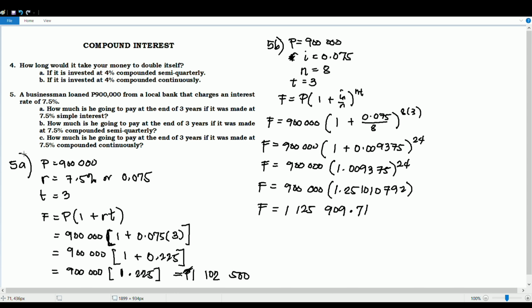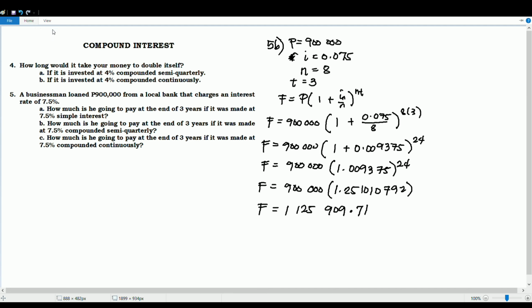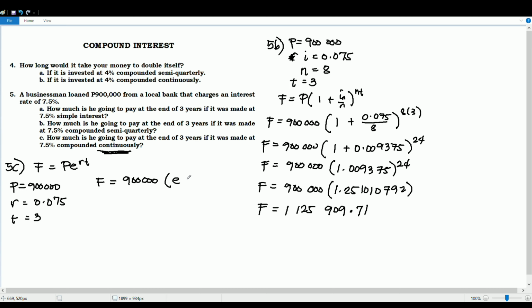Now for 5C, according to the problem, it is 7.5% compounded continuously. So we will be using the last formula, that is F equal to P e raised to rt, because this is compounded continuously. Okay, so our P is still 900,000 pesos. Our rate is provided, 0.075, and the time is 3 years again.